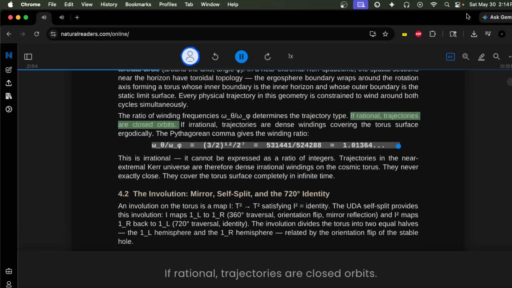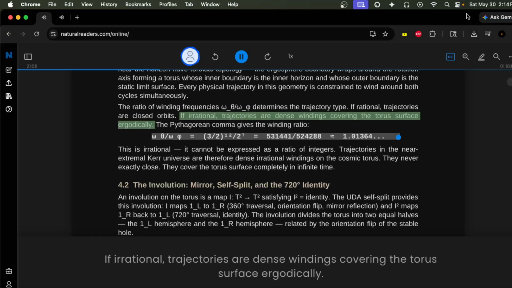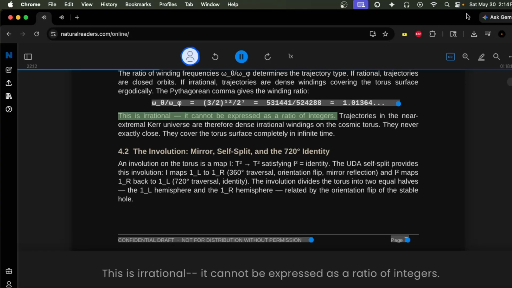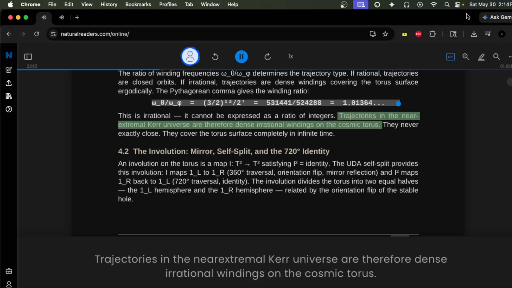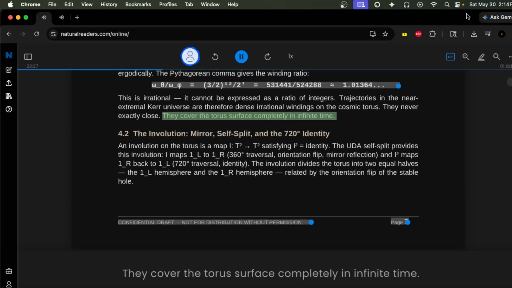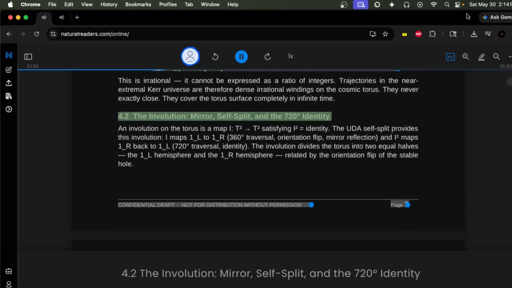If rational, trajectories are closed orbits. If irrational, trajectories are dense windings covering the torus surface ergodically. The Pythagorean comma gives the winding ratio. This is irrational, it cannot be expressed as a ratio of integers. Trajectories in the near-extremal Kerr universe are therefore dense irrational windings on the cosmic torus. They never exactly close. They cover the torus surface completely in infinite time.